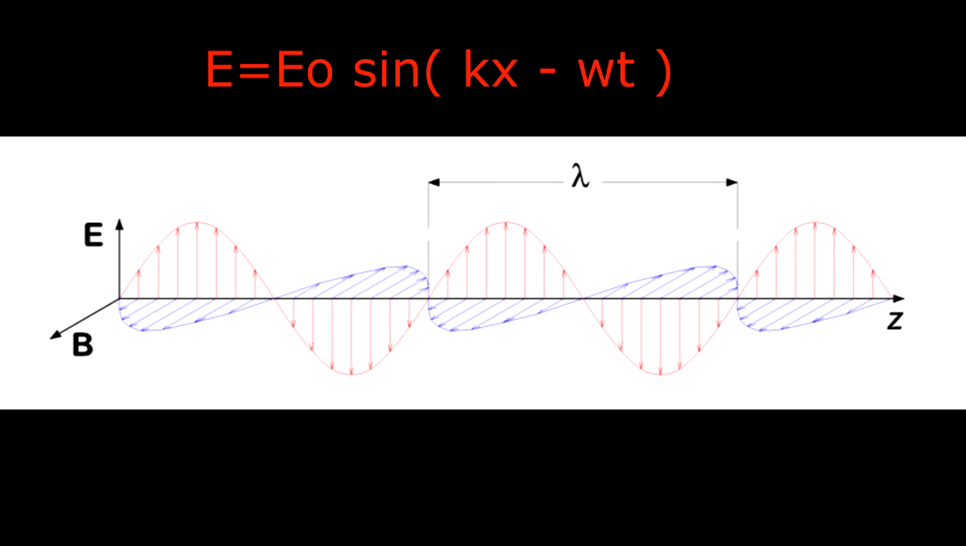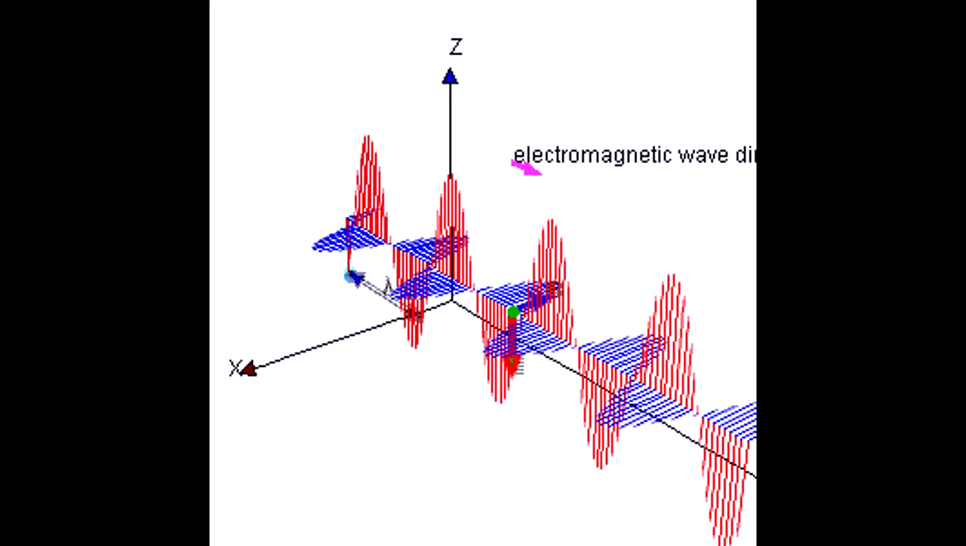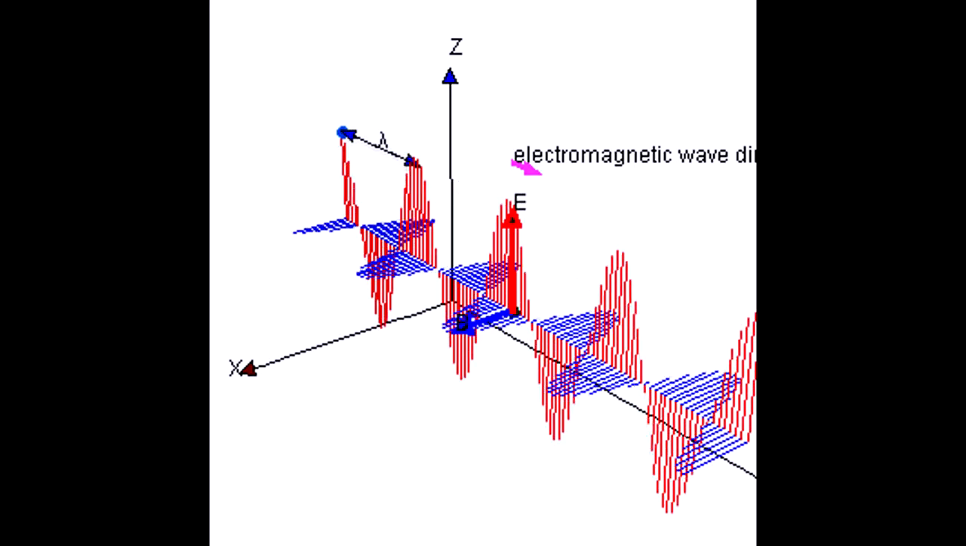As this electric field is changing in time, it generates a changing magnetic field, which is shown in blue. And in turn, the changing magnetic field generates a changing electric field. The electromagnetic wave is self-propagating.